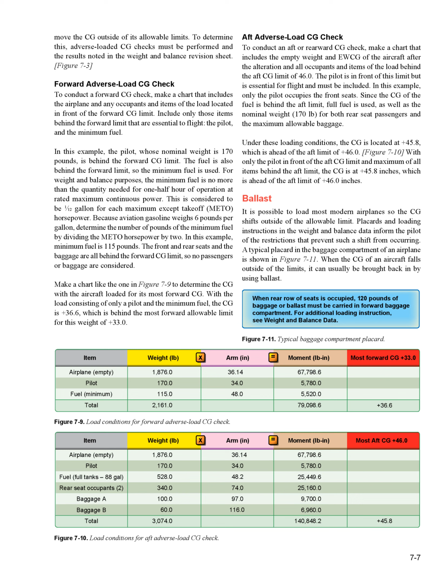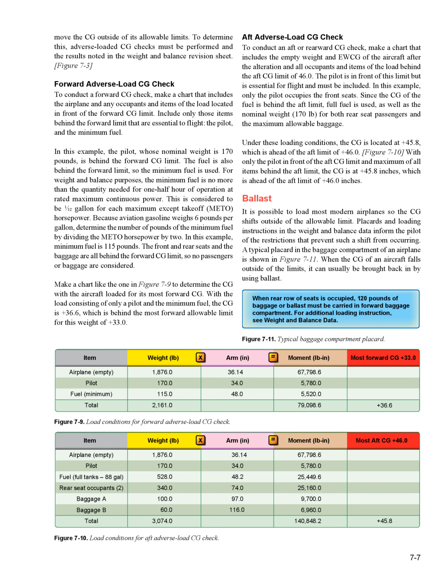In this example, the pilot, whose nominal weight is 170 pounds, is behind the forward CG limit. The fuel is also behind the forward limit, so the minimum fuel is used. For weight and balance purposes, the minimum fuel is no more than the quantity needed for 1/2 hour of operation at rated maximum continuous power. This is considered to be 1/12 gallon for each maximum except takeoff (METO) horsepower.